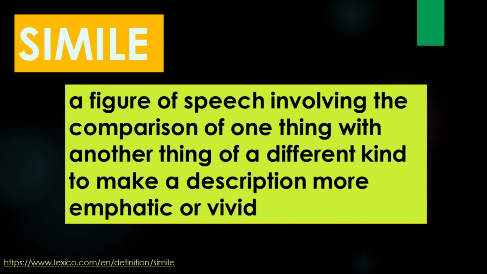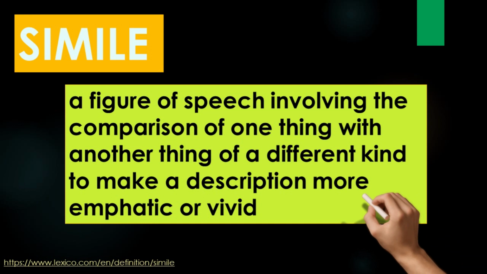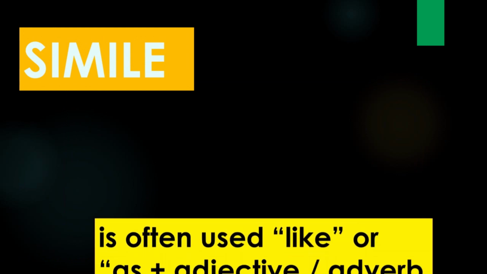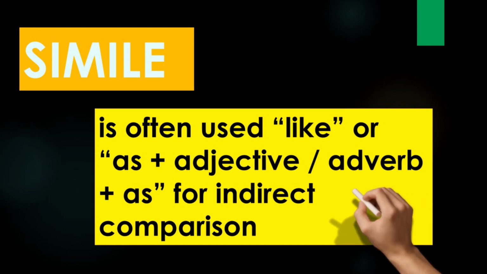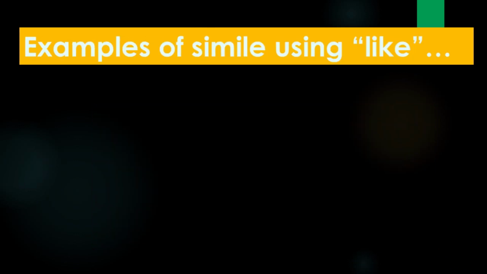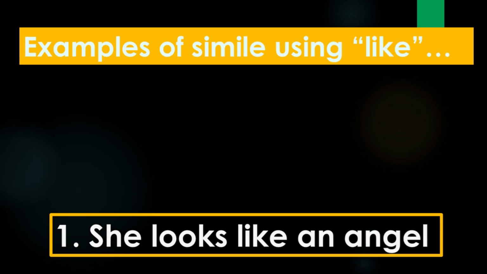So, what is simile? It is a figure of speech involving the comparison of one thing with another thing of a different kind to make the description more emphatic or vivid. Simile often uses the word like, or as plus adjective or adverb plus as, for indirect comparison. Here are some examples of simile using like.